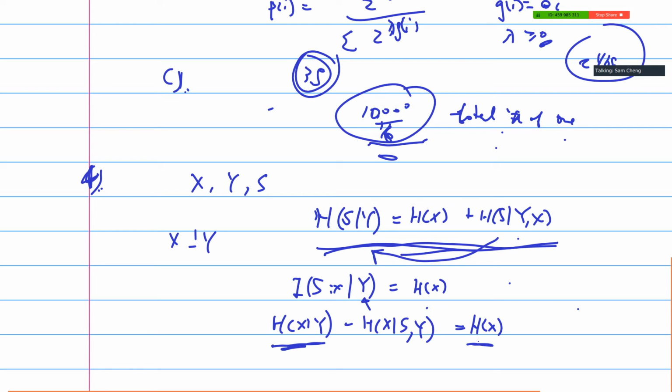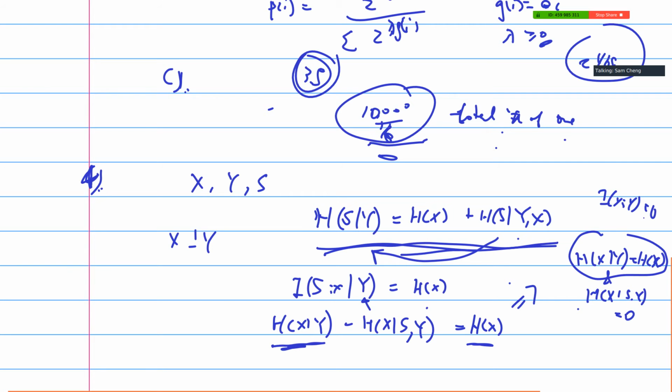So therefore, here I can conclude that H(X|Y) should be equal to H(X), right? And also H(X|S,Y) is equal to 0. Yes, that's right. And of course this is just saying that I(X;Y) is equal to 0. So therefore X and Y are independent.